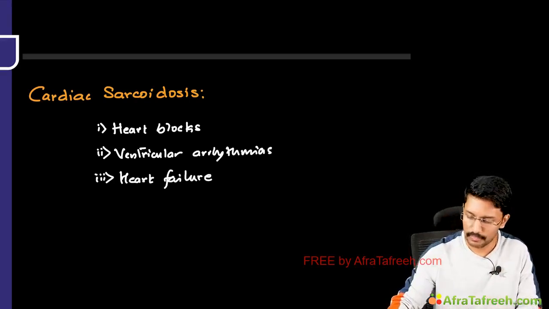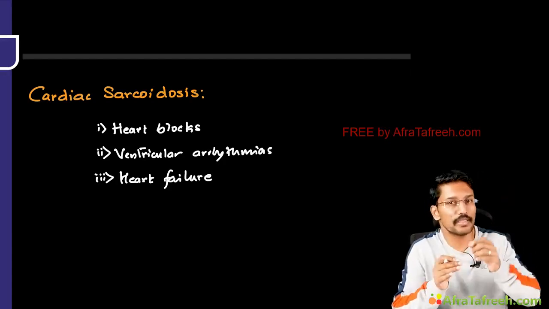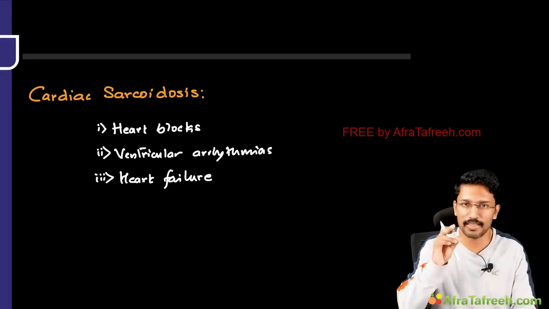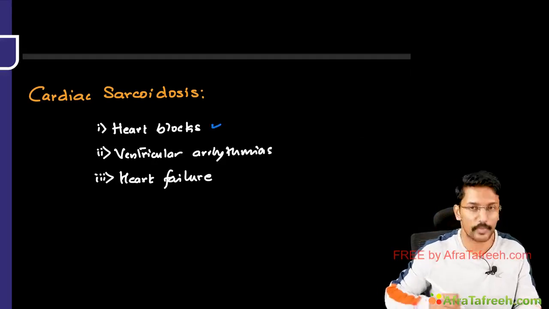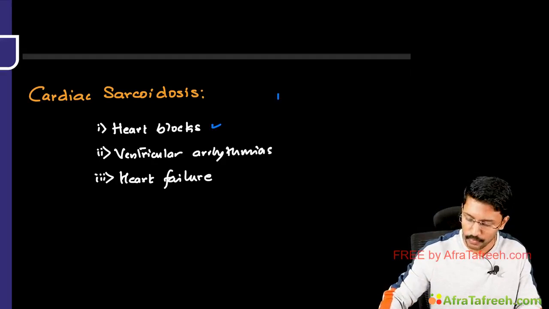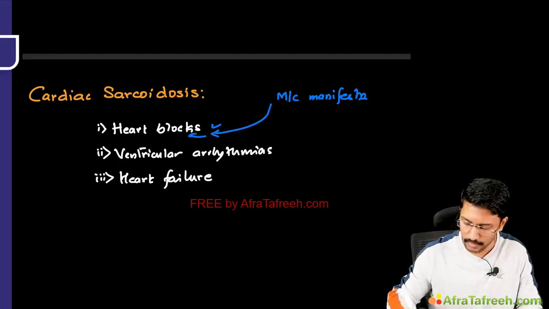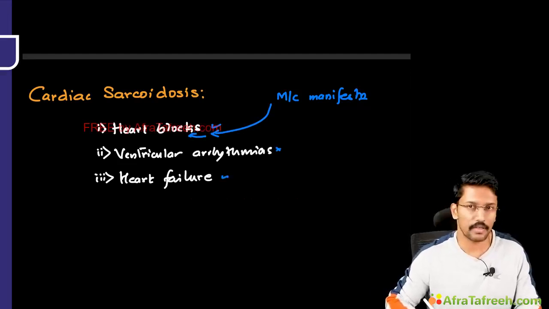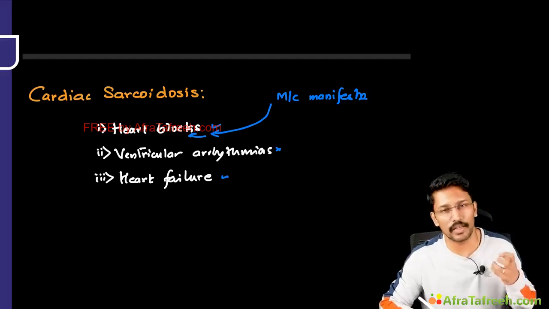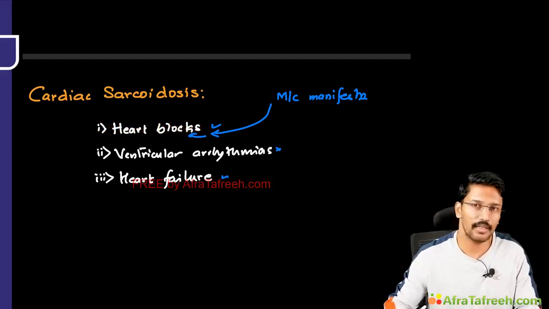Now why are all these manifestations happening? Again, because of the formation of granulomas. Most commonly, granulomas compress the conducting system of the heart. When granulomas expand, they compress the conducting system of the heart, and that leads to the development of heart blocks. So if there's a question asking what is the most common manifestation of cardiac sarcoidosis, your answer should be heart blocks. Ventricular arrhythmias are rare. Heart failure is relatively common. Heart failure is because of multiple infiltrations or granulomas in the left ventricle, leading to ventricular dysfunction and heart failure.